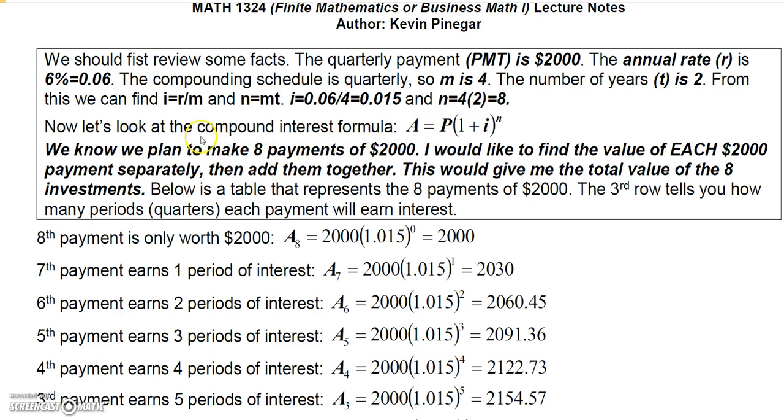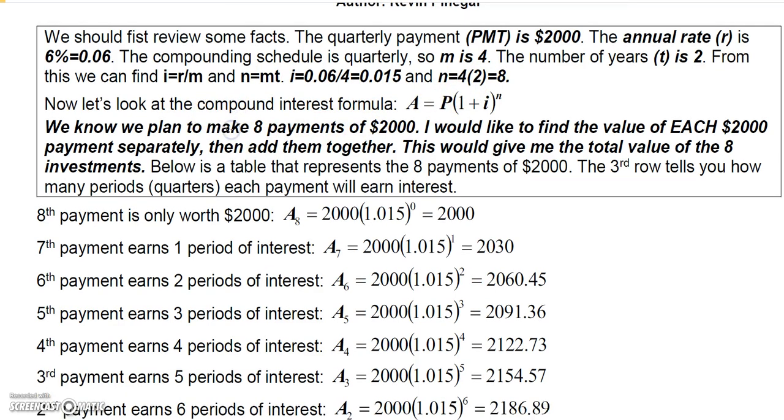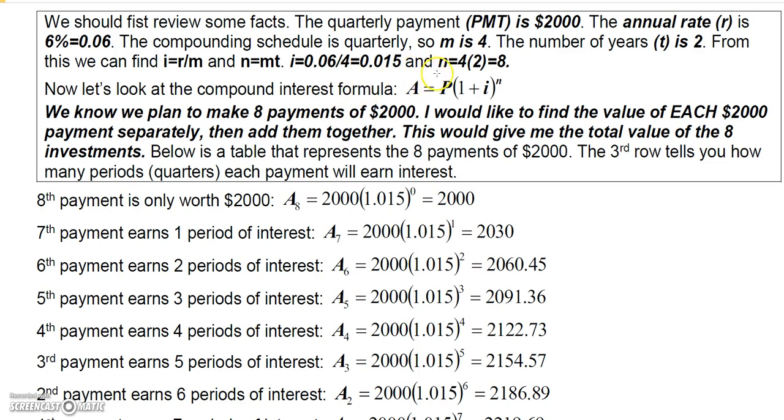Now, we could calculate each one of these payments separately. So let's start with the last payment. The last payment, that's your 8th payment. That payment is only going to be worth $2,000. And the reason it's only going to be worth $2,000 is because it went through 0 compounding periods, because you make that payment at the end of the 8th period. And remember, that's when we want to count our money. So that last $2,000 payment is only going to be worth $2,000.